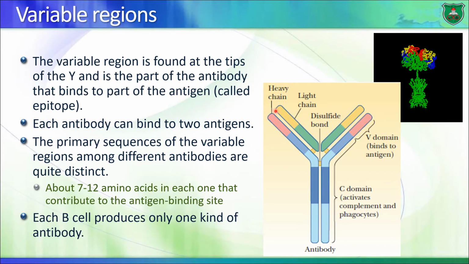Now, each B cell, by the way, can produce one kind of antibody having the same exact type of variable region. So once you have a B cell that binds to an antigen, it keeps producing the same exact immunoglobulin having the same exact variable region.